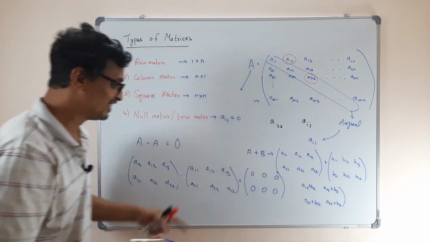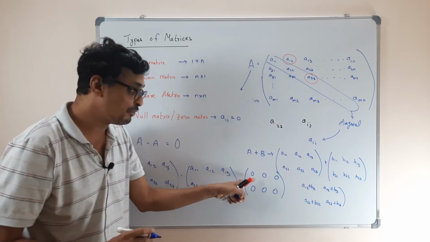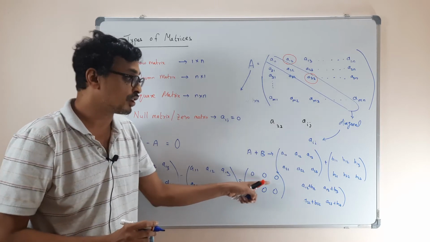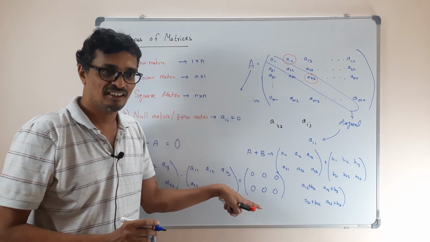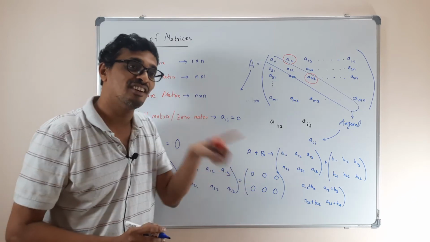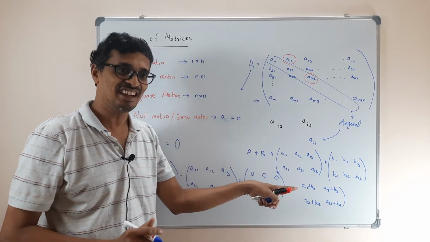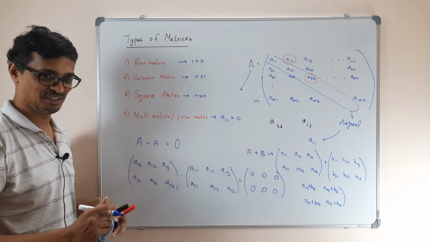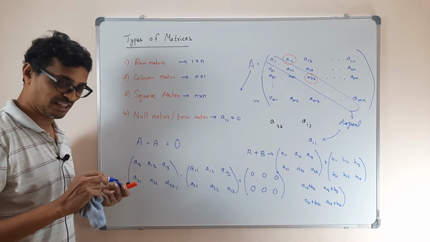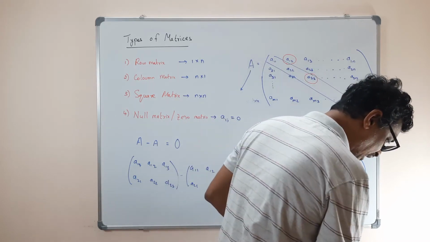So then I have to define some matrix where all the elements are 0, and this can be different. Sometimes there can be a 2 cross 2 null matrix, and a 2 cross 2 null matrix is not the same as a 2 cross 3 null matrix. You understand? So that's why your null matrix is also important, where all the elements are 0. Understood clearly now? That is the other type of matrix, your null matrix.